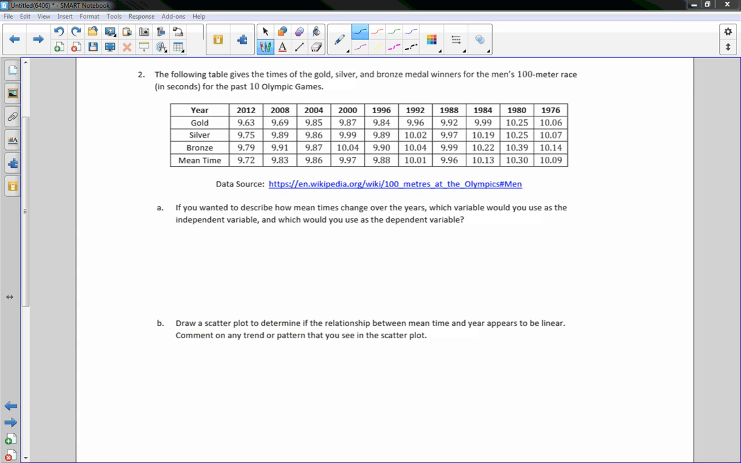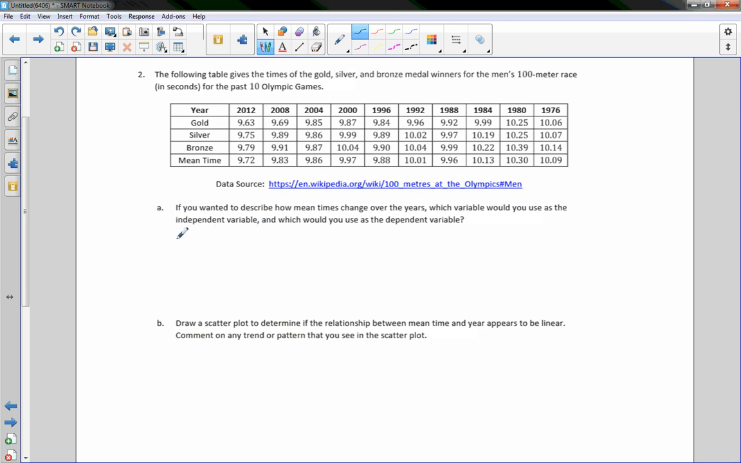If I'm repeating myself, I apologize, but I'm on number 2A, and it says, if you wanted to describe how mean times change over the years, which variable would you use as the independent variable? And which would you use as the dependent variable? Okay, so which is independent and which is dependent? The year would be independent.